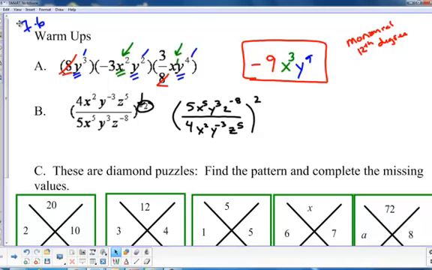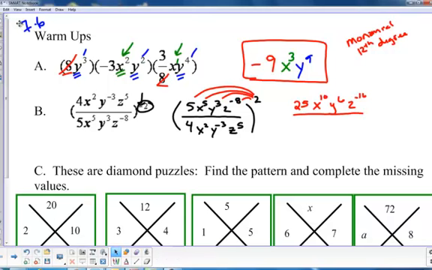So I've flipped it and changed the negative into a positive. So now this squared goes through to every single piece. So 5 squared is 25. X to the 5th squared is x to the 10. A power to a power you multiply. Y cubed squared is y to the 6. Z to the negative 8 squared is z to the negative 16.